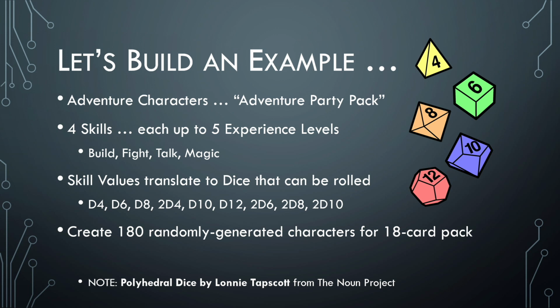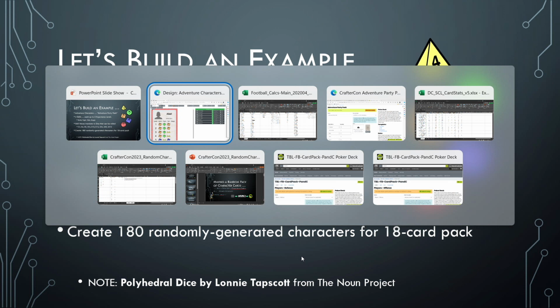Little art notification from the Now project down here that I'm using polyhedral dice by Lonnie Tapskull. And I created 180 in a spreadsheet. So I'm just going to walk through the spreadsheet, kind of show you the examples I did, and then how I built out the Component Studio template for displaying the stuff.